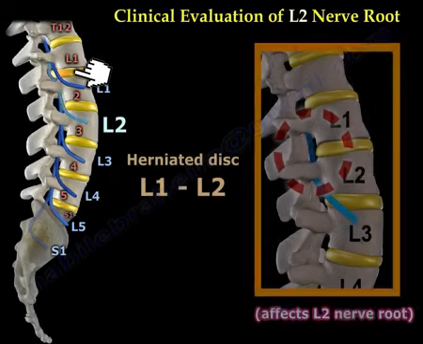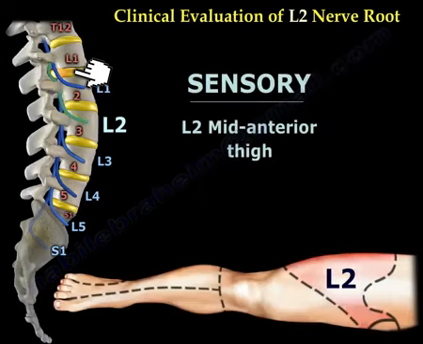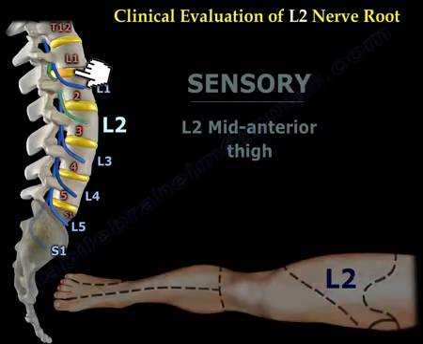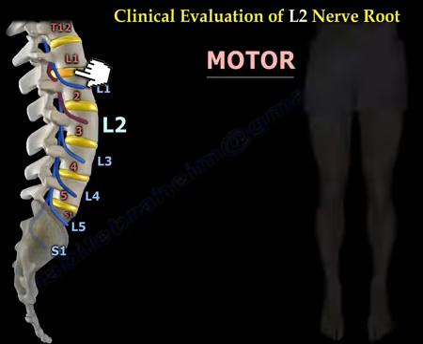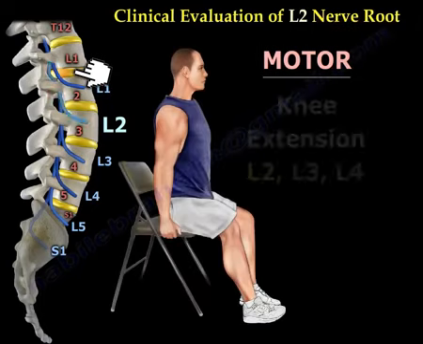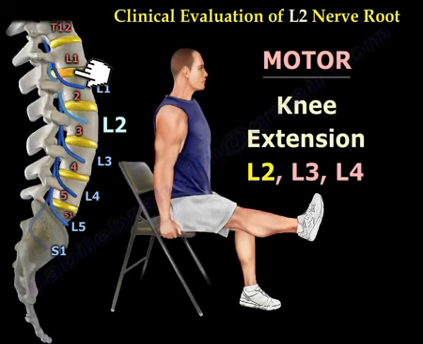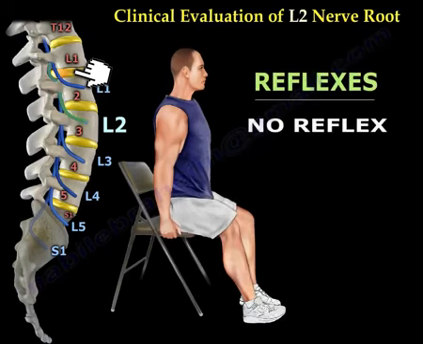Disc herniation between L1 and L2 will affect the L2 nerve root. The sensory changes will be in L2, the mid-anterior thigh. The motor will be hip flexion, L1, L2, and L3. Hip adduction is L2, L3, and L4. Knee extension is L2, L3, and L4. There is no reflex for the L2 nerve root.